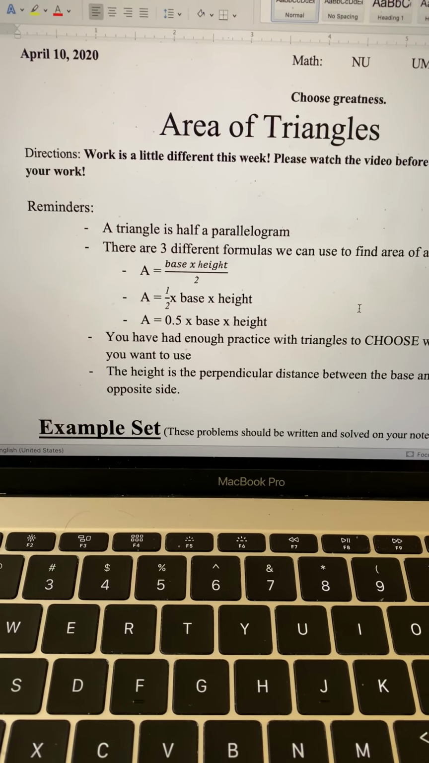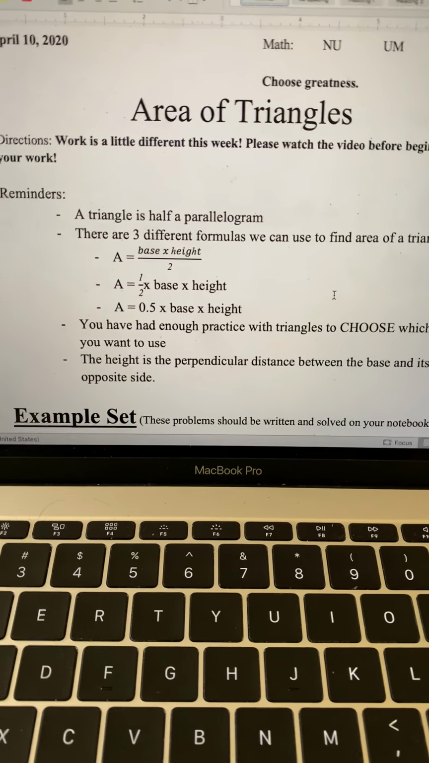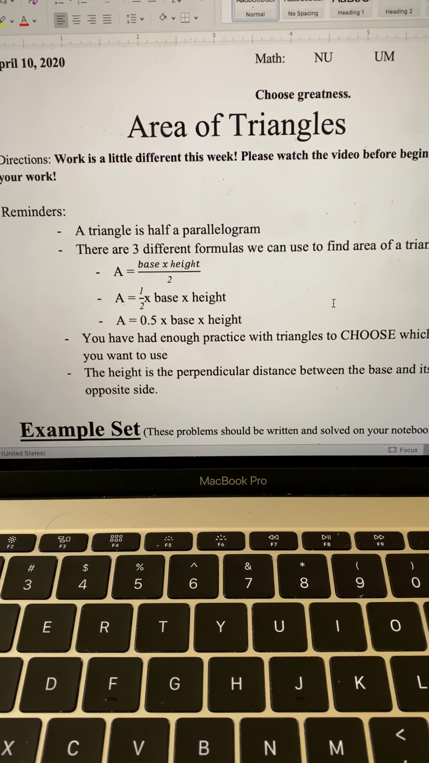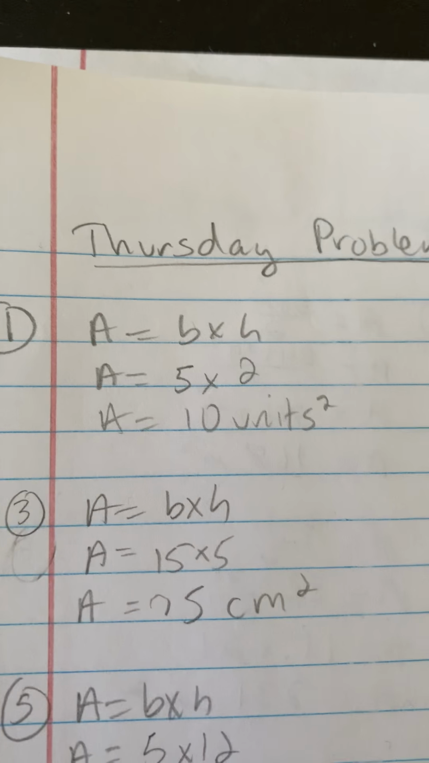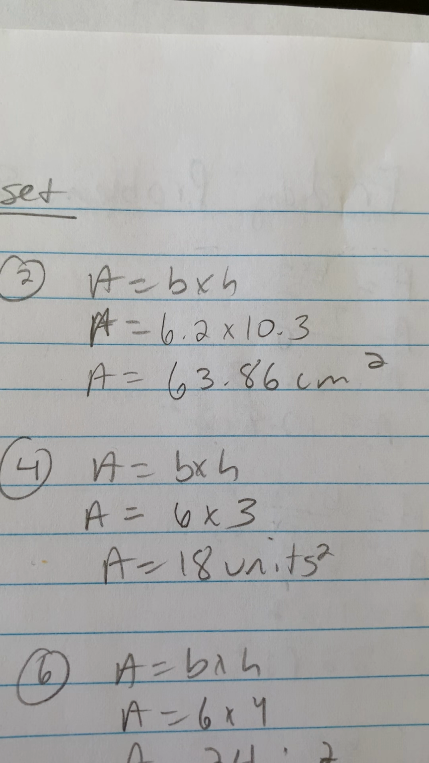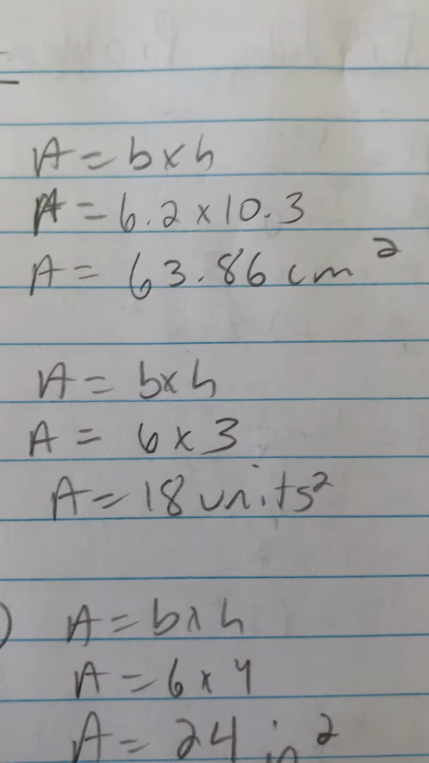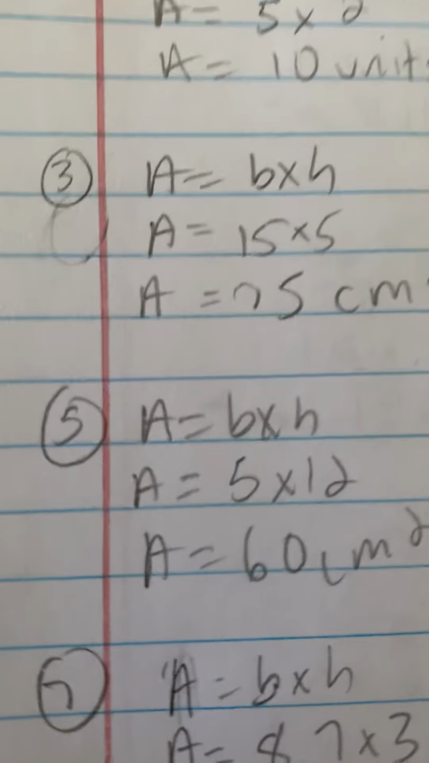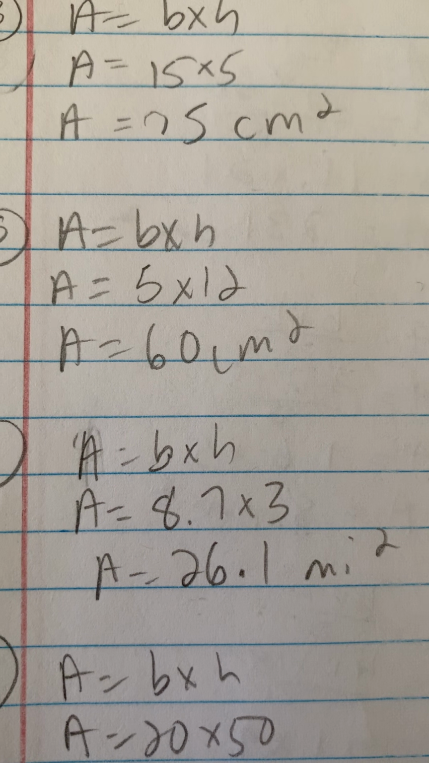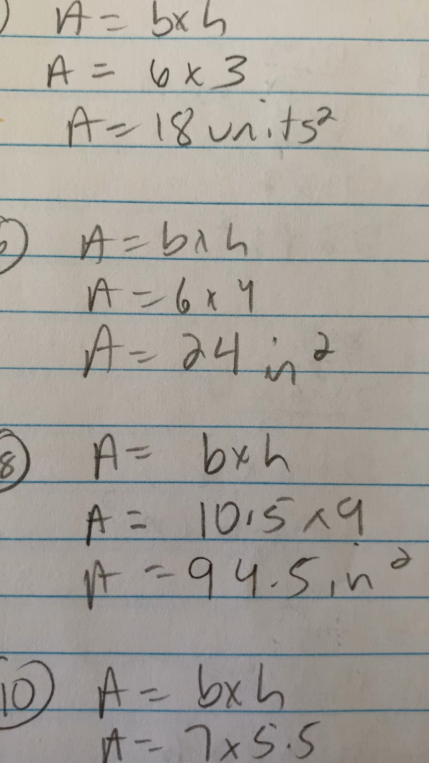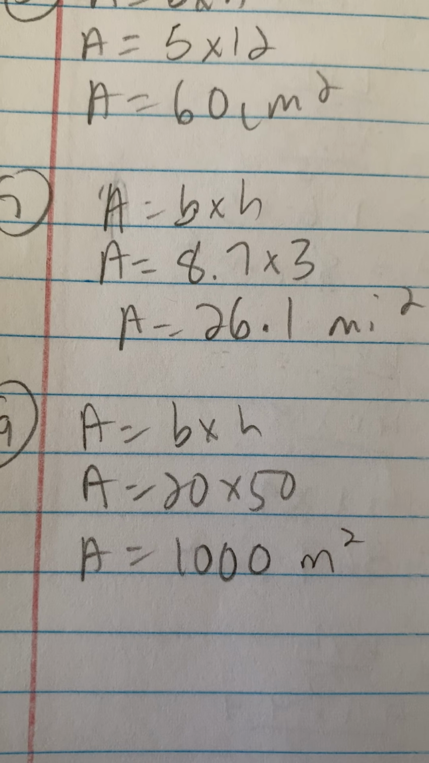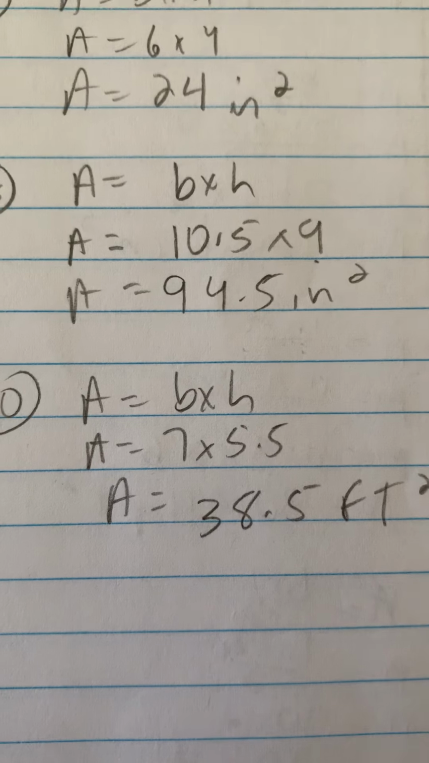First thing that we're going to do is check our answers from yesterday's. If you need to pause the video and open up yesterday's classwork, you can do that. You should have already submitted it. Checking your work on number 1, 2, 3, 4, 5, 6, 7, 8, 9, 10.